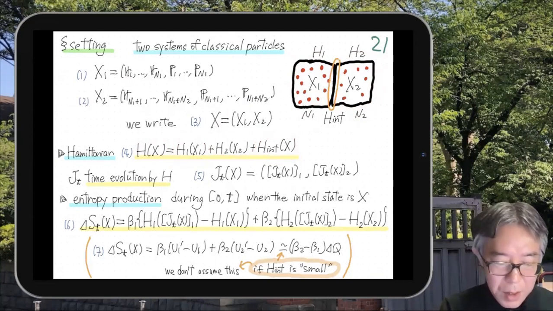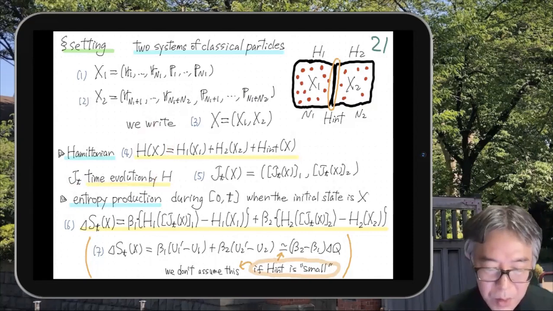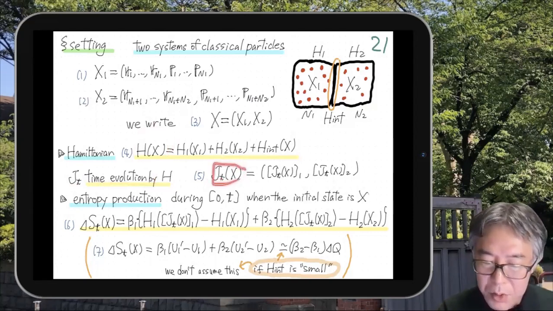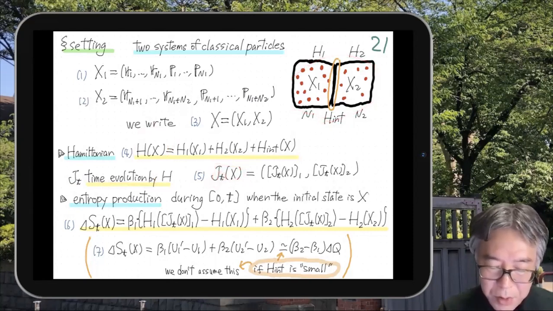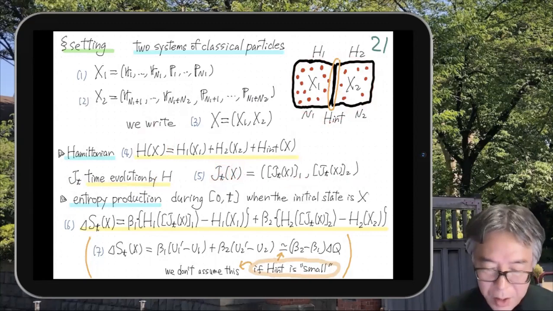Okay, now by T_t, I denote the time evolution determined by this total Hamiltonian H(x). And so T_t(x) denotes the state of the whole system at time t when the initial state is x. And of course, this can be decomposed into the part describing system 1 and system 2. I know that this notation is a bit heavy, but to be clear, I denote the x1 part like this and the x2 part like this.